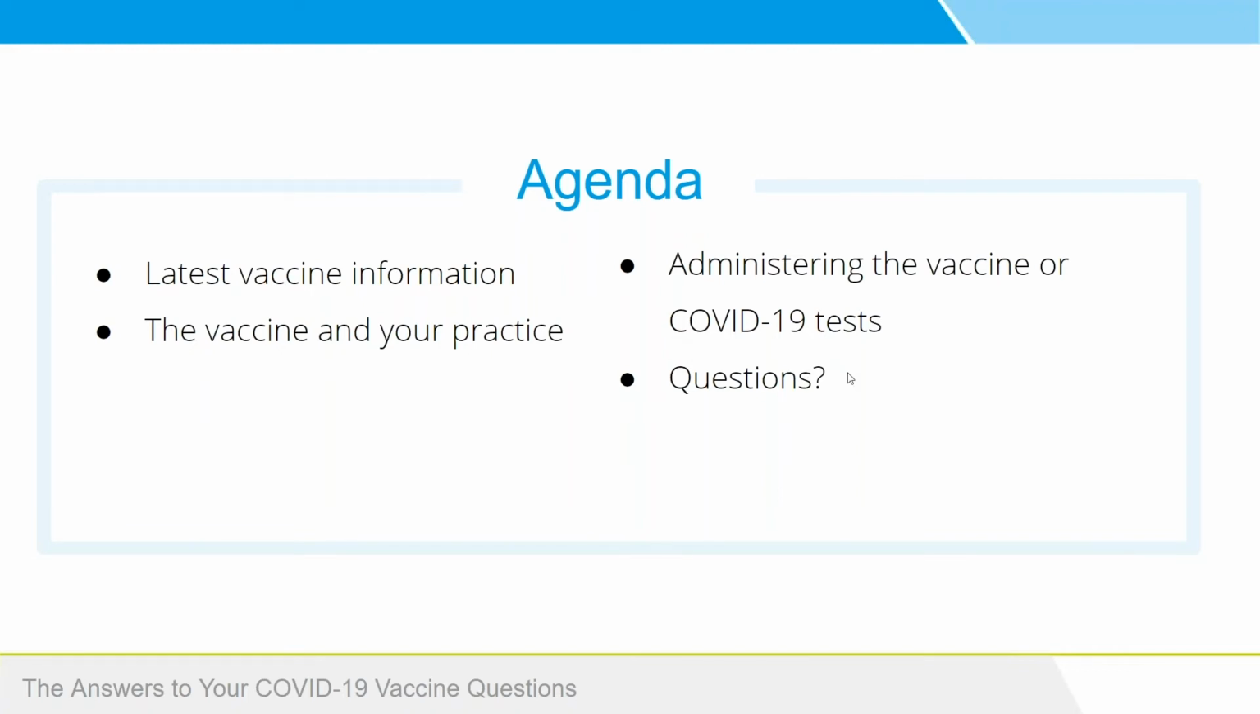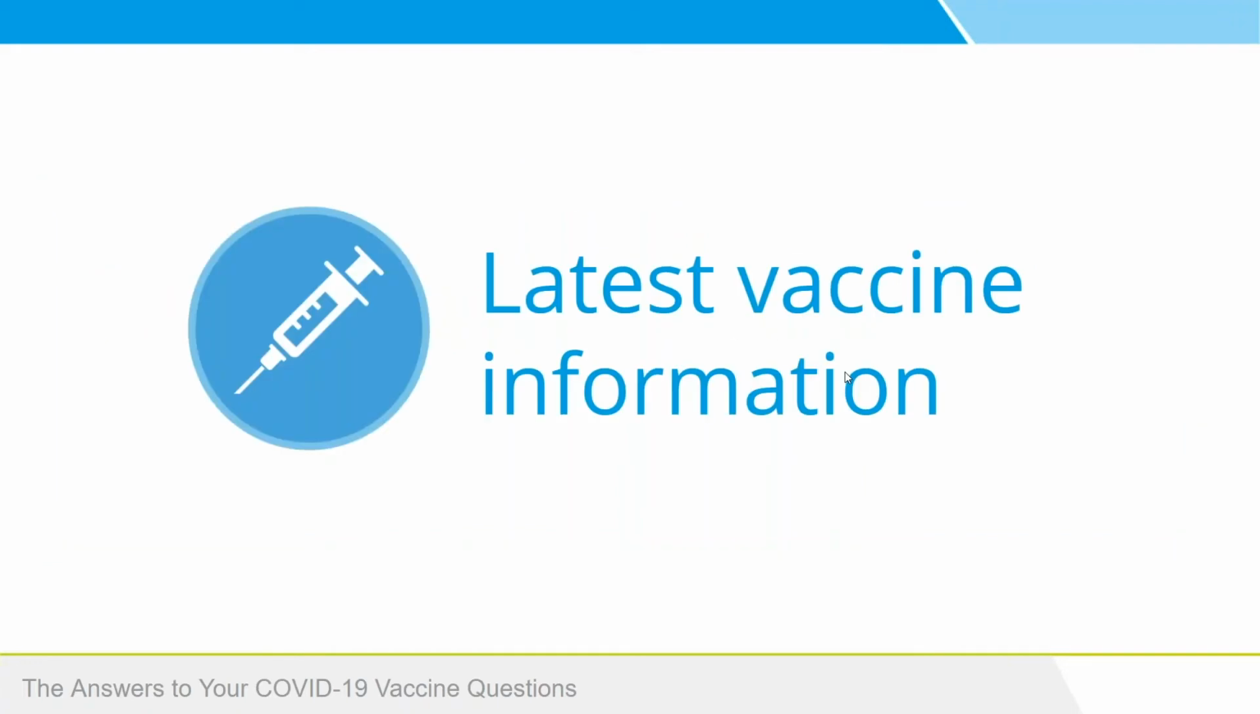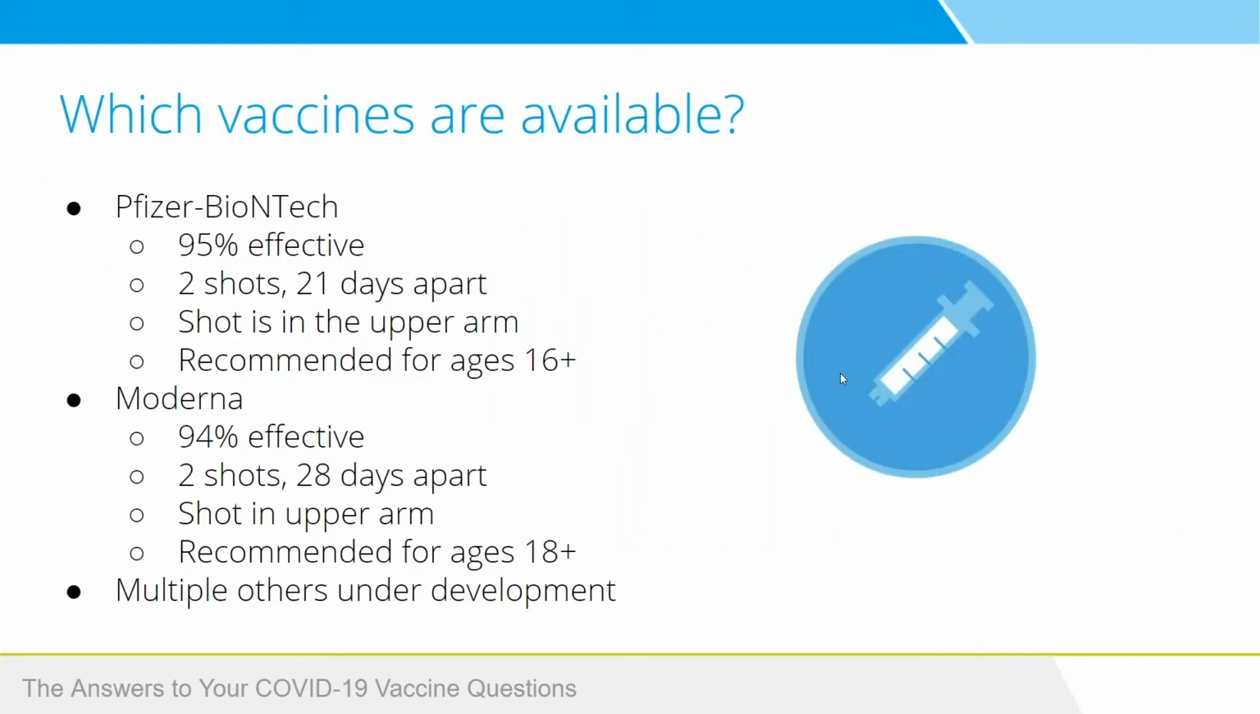And we are going to move on to the latest vaccine information. A lot of this you are already going to know, but I think it's important to cover. Currently in the US, there are 2 vaccines that are available: the Pfizer and the Moderna. I'm sure you've heard of both of them, but here are a little bit of the stats specifically on those.